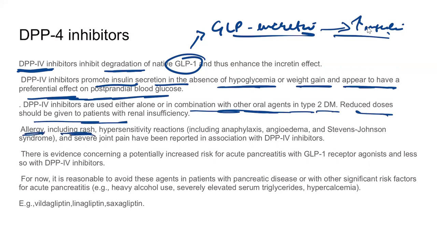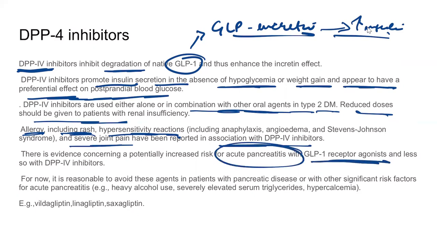Allergy, including rash, hypersensitivity reactions, and severe joint pain have been reported in association with DPP4 inhibitors. There is evidence concerning a potential increased risk of acute pancreatitis with GLP-1 receptor agonists and DPP4 inhibitors. So they are generally avoided in patients with acute pancreatitis or increased risk of acute pancreatitis. Examples are vildagliptin, linagliptin, saxagliptin, etc.